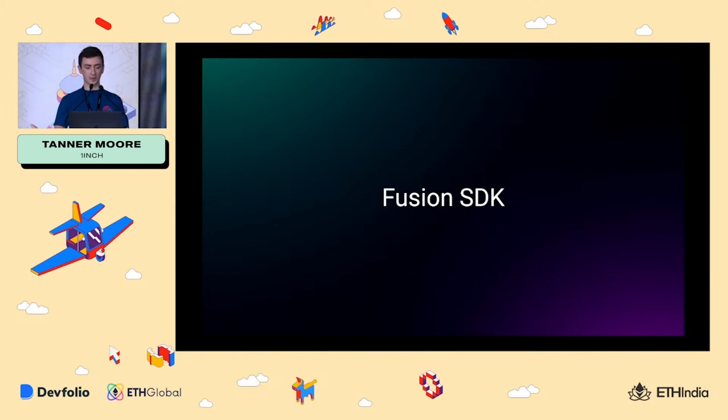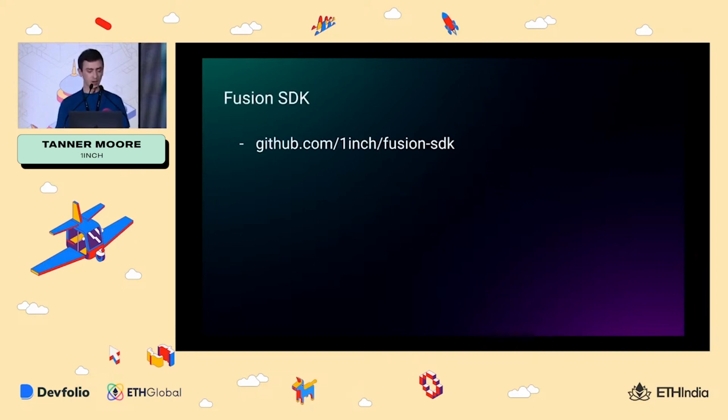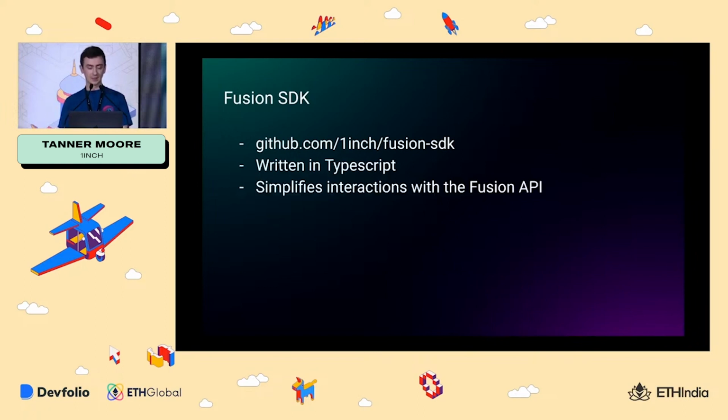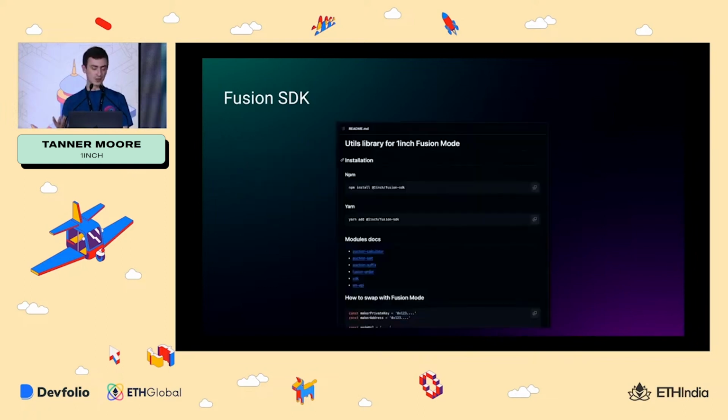Now, you can do this with all of our APIs. Just go through the documentation, use the REST endpoints, fill out the queries. But Fusion is pretty complex, so we made an SDK on top of it to abstract that by one layer. Here's the link to the Fusion SDK. It is written in TypeScript, and it simplifies interactions like I just mentioned. If you go to that link and check out the README, there will be examples of how to use the various function calls, and we try to make it as simple as possible for you there.